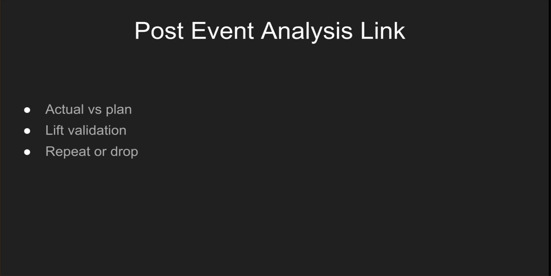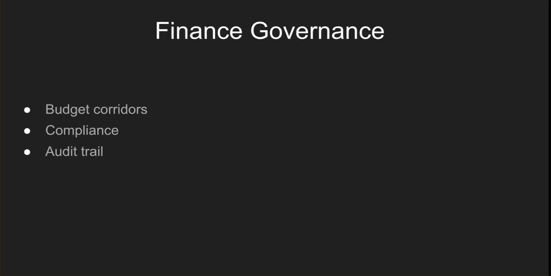Let's talk about the post event analysis link. PEA validates the following things. First is lift, second is profit, and third is the repeat decision, like whether we want to do this again next year or drop it. So these kinds of analysis will happen.